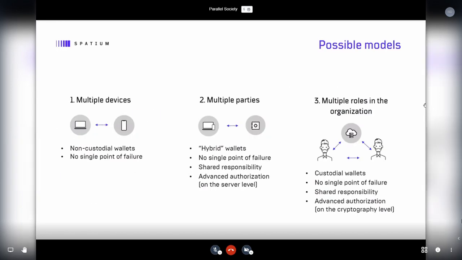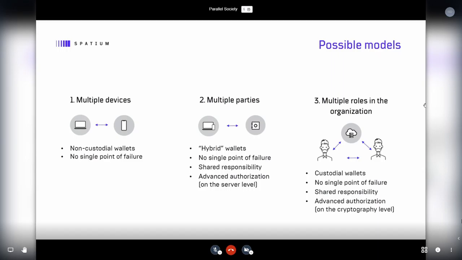What are the applications of this approach? There can be plenty of possible configurations based on different scenarios, how you distribute your secrets, different secrets combinations. But in general, there are three major groups of solutions. Firstly, you can distribute your secrets through a number of your own devices. And in this case, you get a decentralized wallet with no single point of failure. To access this wallet, a malefactor has to compromise all of your devices.